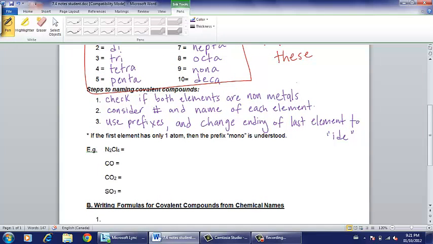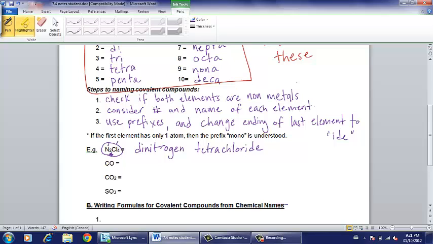Okay, let's look at some examples. If we had N2Cl4, we know N is nitrogen, we know Cl is chlorine. We have to use our numbers as prefixes to indicate how many there are. So we said that di stood for 2, so this is going to be di-nitrogen. We said 4 was tetra, so tetra, and we changed chlorine to chloride, so it becomes dinitrogen tetrachloride.